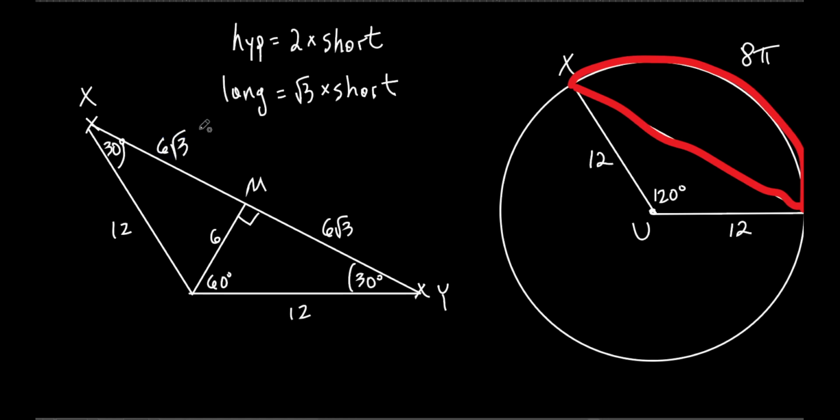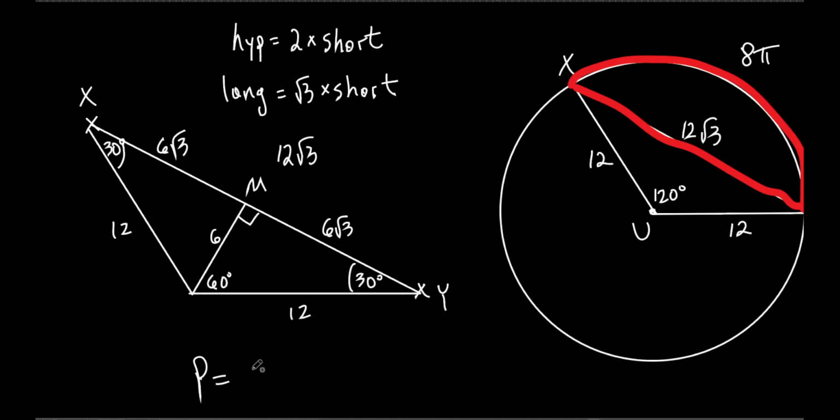Now, Tim, you could tell me, what is XY? What is that whole length right there? It's 12 square root of 3. That's right. Okay? So that's 12 square root of 3. So, we're almost done. What is the perimeter of this red segment? You only got 2 things. You got the arc and you got this straight line right here.